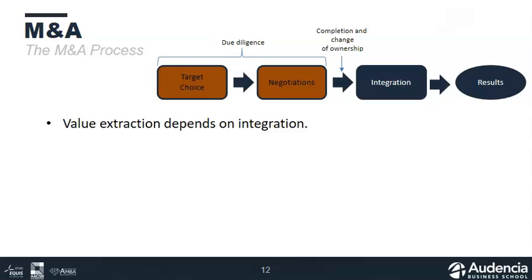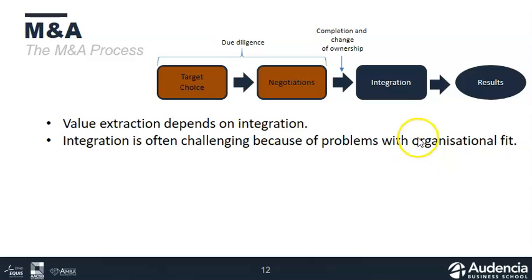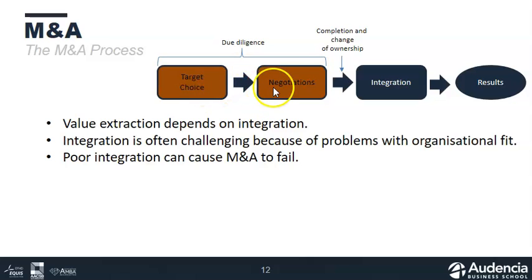And lastly, we get to the question of value extraction. And value extraction depends on integration. How do we get value from our merger? The ability to extract value from an acquisition depends on how it is integrated, obviously. And integration is frequently challenged and is very difficult because, as I've mentioned, of questions of organizational fit. This is typically where things do go wrong. Poor integration can cause acquisitions to fail. So you've gone through it, you've bought the company, and then you start integrating, and suddenly it all falls apart. And that's not cool, to be blunt.